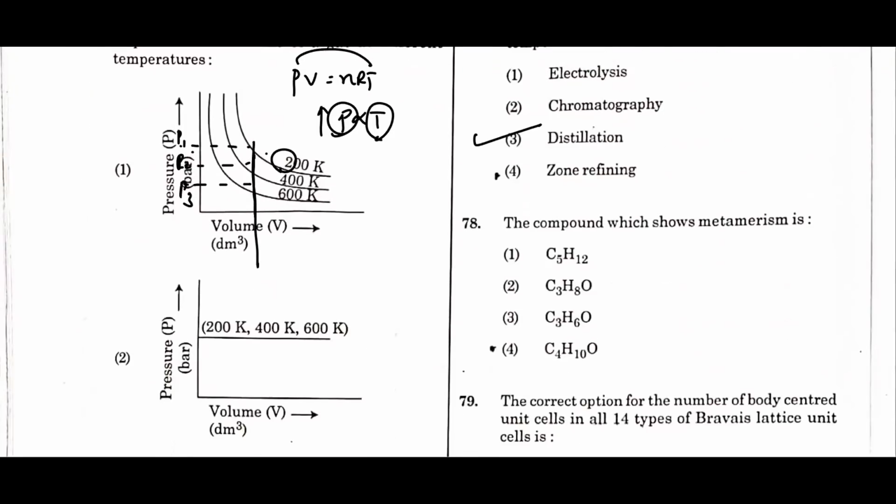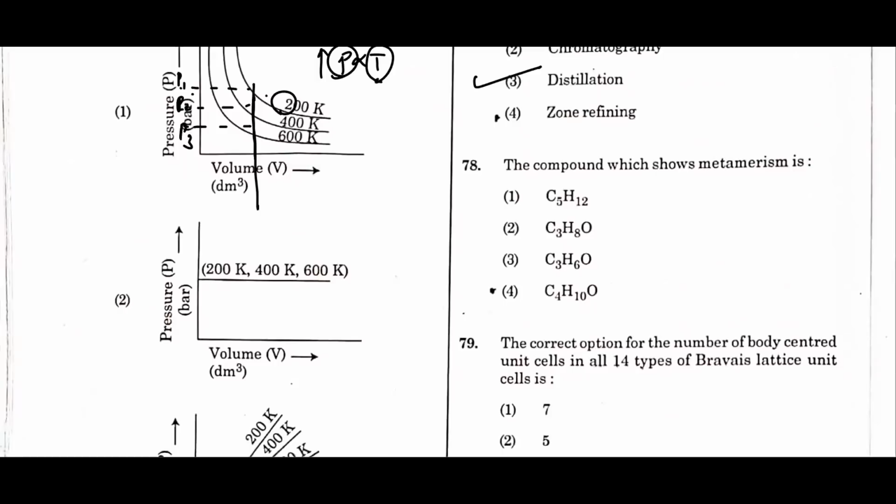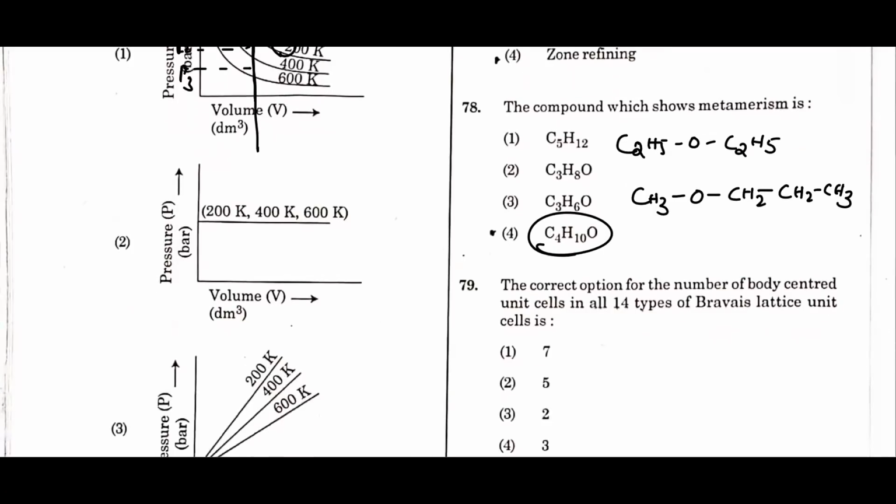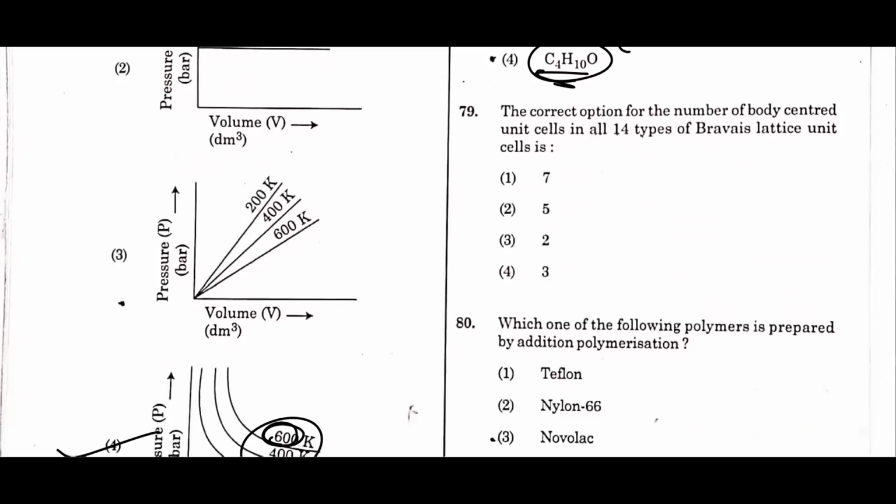Option 3. The compound which shows metamerism from 4 carbons onwards, you can see here diethyl ether is one of the metamers, and another metamer is CH3 methyl ethyl, methyl propyl ether also. This is also one of the metamers. 2 are possible for this. Option 4 is the correct answer.